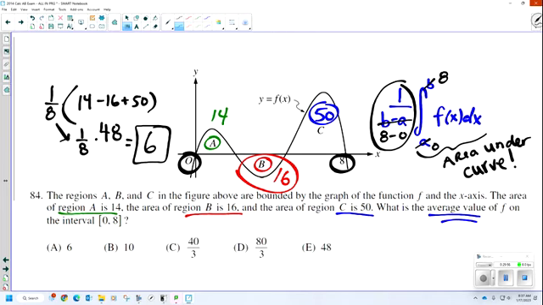There were a couple of problems that we didn't need the calculator at all, but there were some that we absolutely did need the calculator for. And that's how these multiple choice problems go.